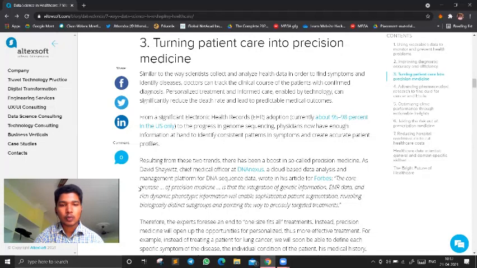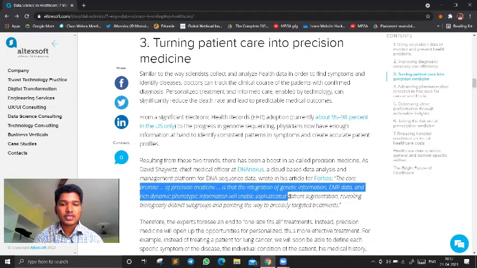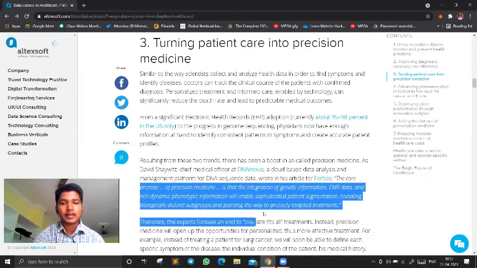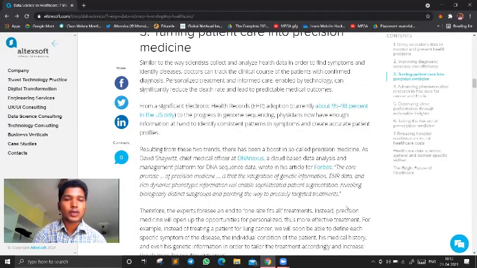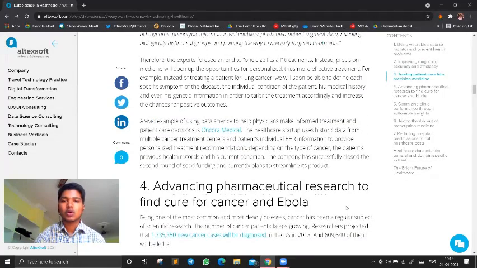Here they said that the core premise of precision medicine is that the integration of genetic information, EMR, and the rich dynamic phenotypic information will enable sophisticated patient segmentation, revealing biologically distinct subgroups, and pointing the way to precisely targeted treatments. Means it can observe the data and it can predict some good medicines for them. Means it can suggest some good cure for them.